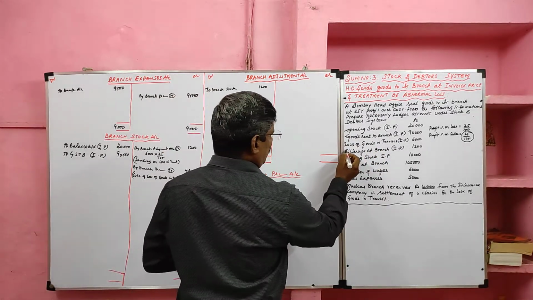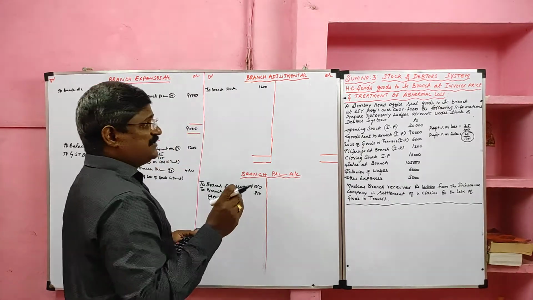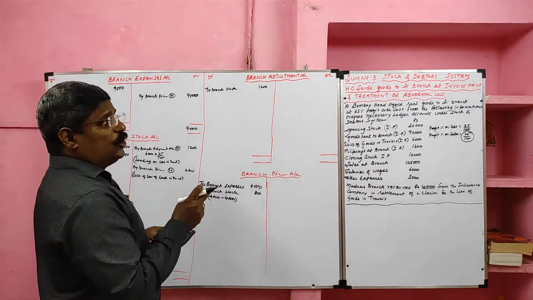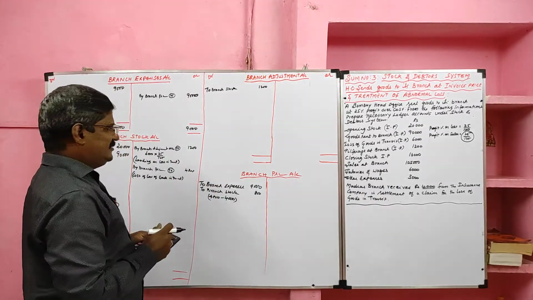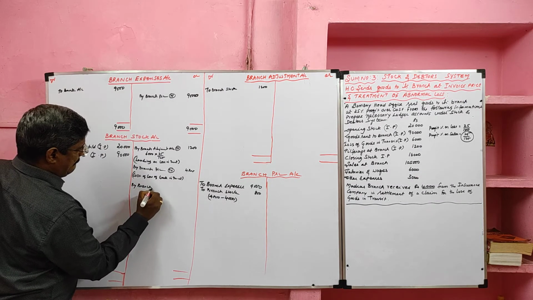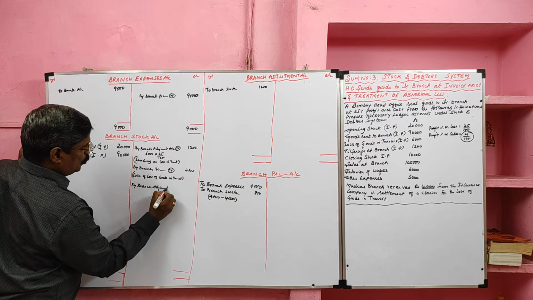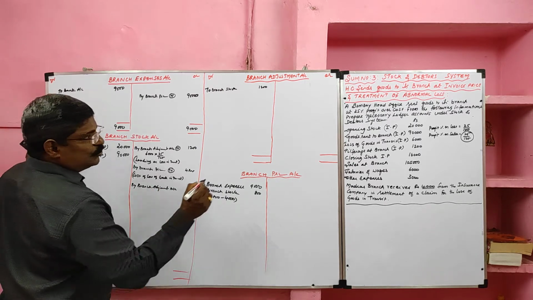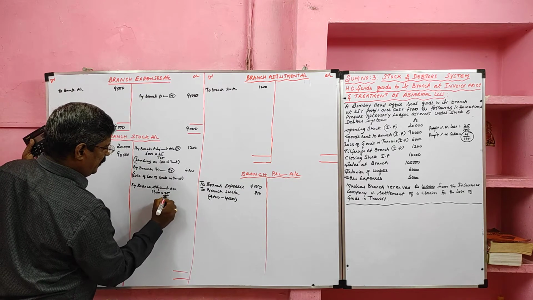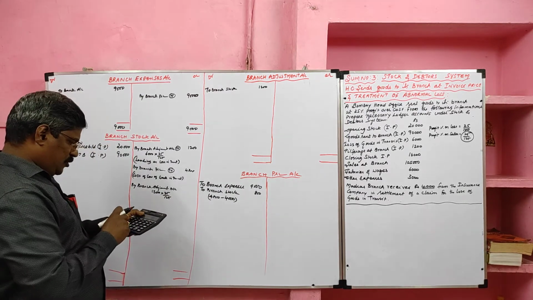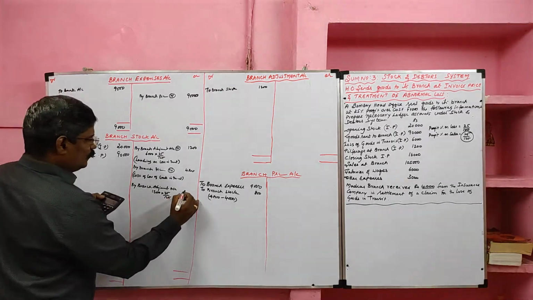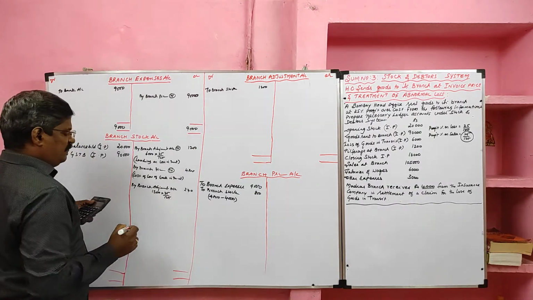Then pilferage. Pilferage means theft, small theft at the branch. It is also a loss. It is also divided into two parts. First we should take loading on pilferage, that should be transferred to the branch adjustment account. First we have to take loading. Total pilferage 1,200 into 25 by 125. So 240 is the loading on pilferage.